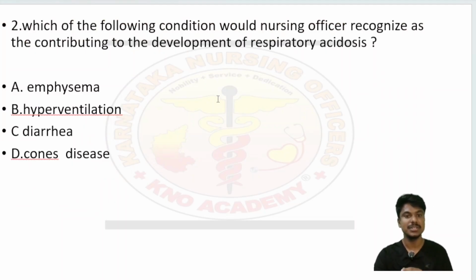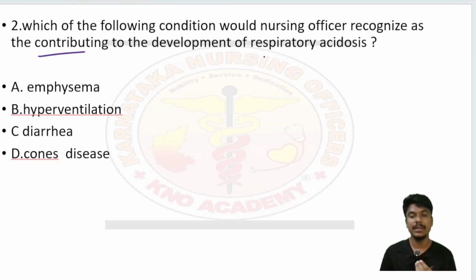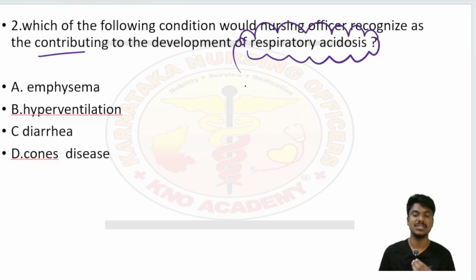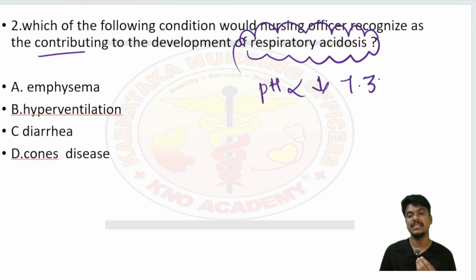Now we'll move to the second question. Which of the following conditions would the nursing officer recognize as a contributing factor for developing respiratory acidosis? What will happen in respiratory acidosis? The pH will decrease. How much? It will be less than 7.34.